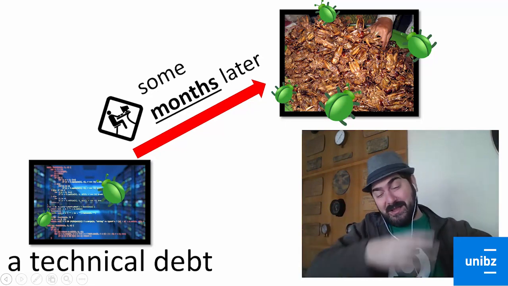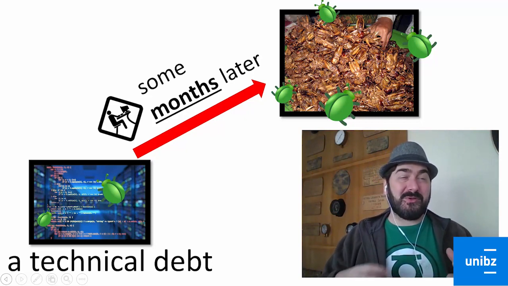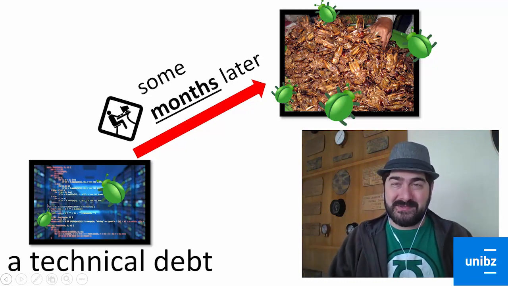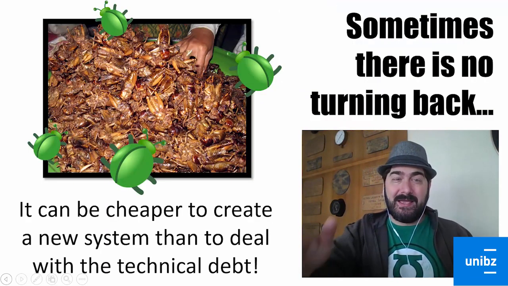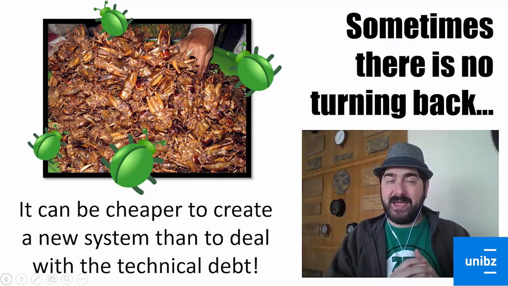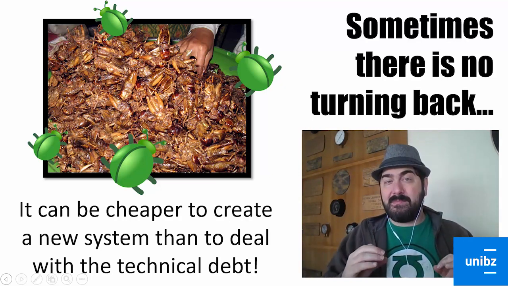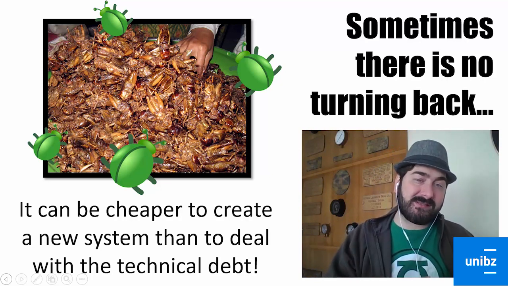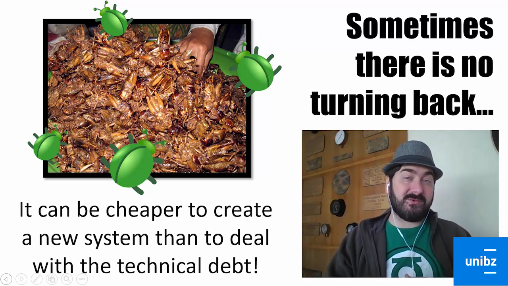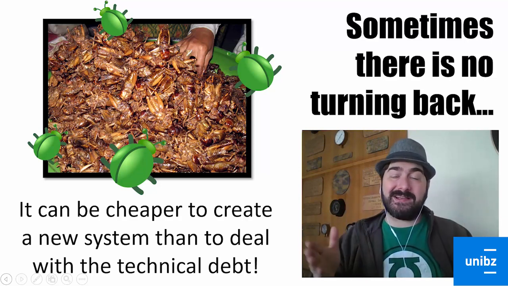And sometimes you have so much debt that you spend so much time handling it that you don't have much time to deal with what is actually important, which is the business part of the application. And sometimes you reach a point where there is no turning back, like a debt that you cannot pay anymore. It can become cheaper to create a new system than to deal with the technical debt. And that's the kind of system that you usually hear people calling the legacy system.